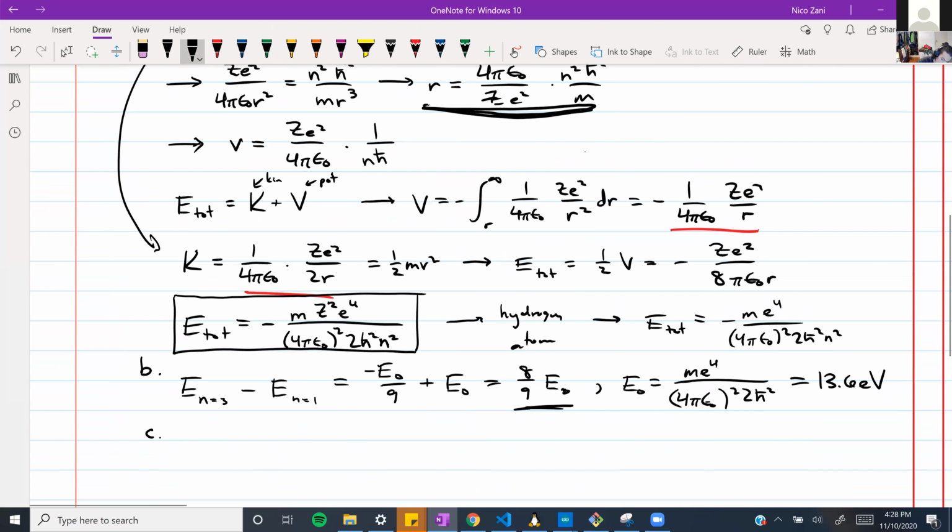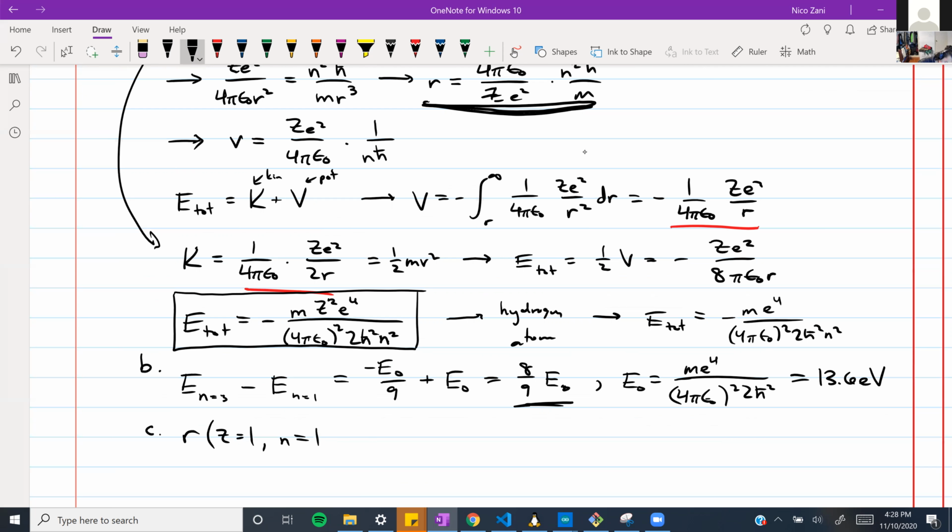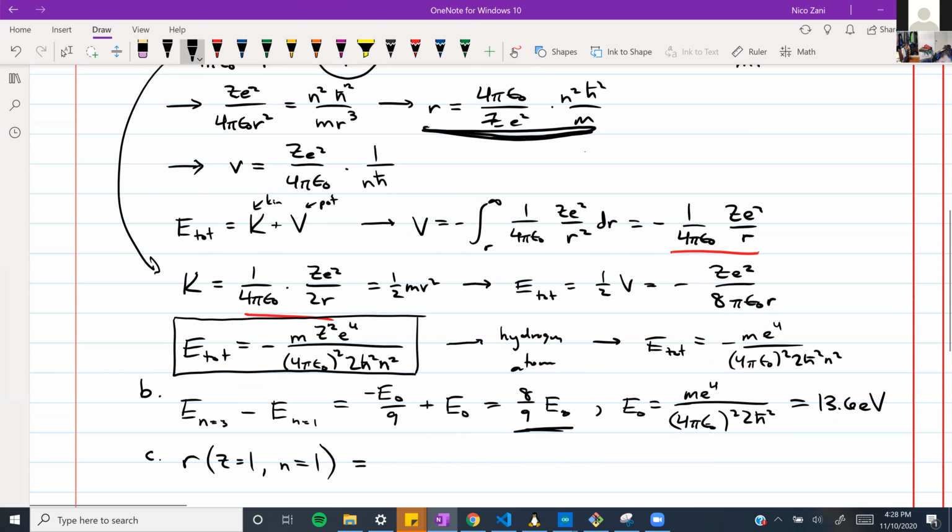So I'm just going to take this and say R at Z equals 1, N equals 1, right? So in the ground state, the classical radius of the hydrogen atom. And that's just going to be this guy right here: 4 pi epsilon naught h bar squared over m e squared. And that is your Bohr radius.